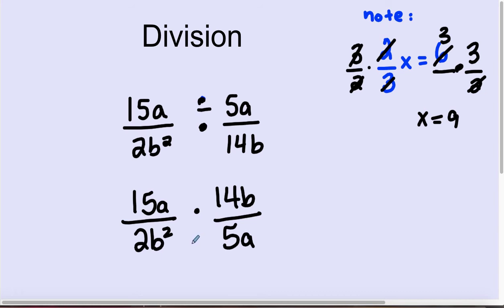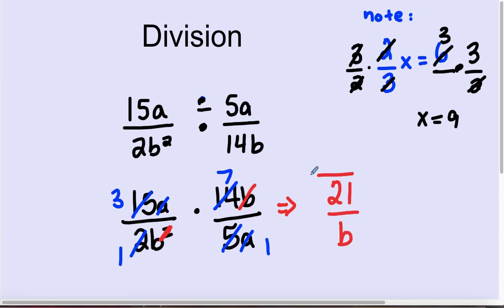All right, so let's see what we got here. I have the a simplifying with an a. I have 5 going into itself once, into 15 3 times. Oh gosh, I have a 2 going into itself once and into 14 7 times. And I can cancel this b with one of these b's. So now being careful when I simplify that, it's going to give me 21 all over b.